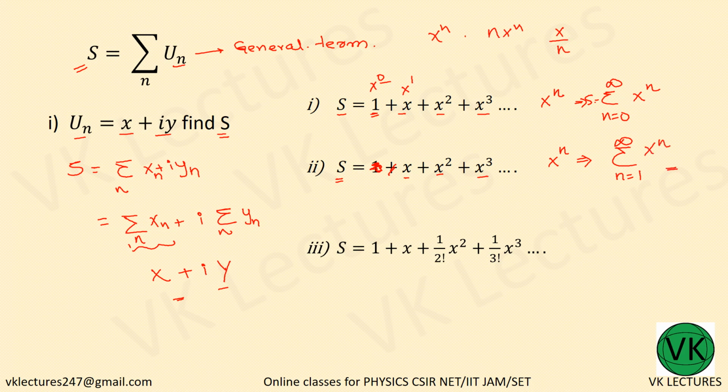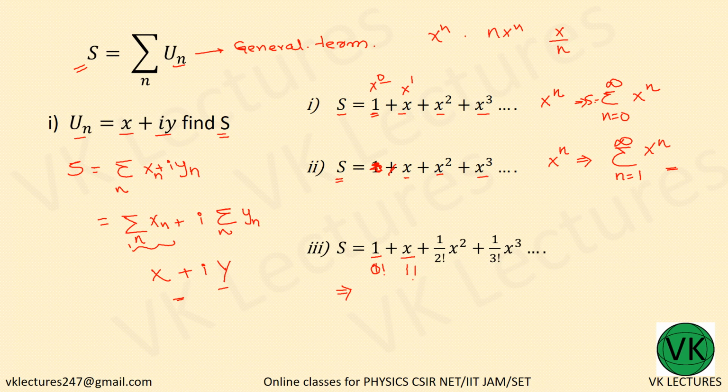Okay, limits have changed. Now here you have the third case, where you have 1, x. So this is of the form, you can write here 1, this is also 1 factorial, sorry, here you can write 0 factorial. This is 1 factorial, 2 factorial, 3 factorial.